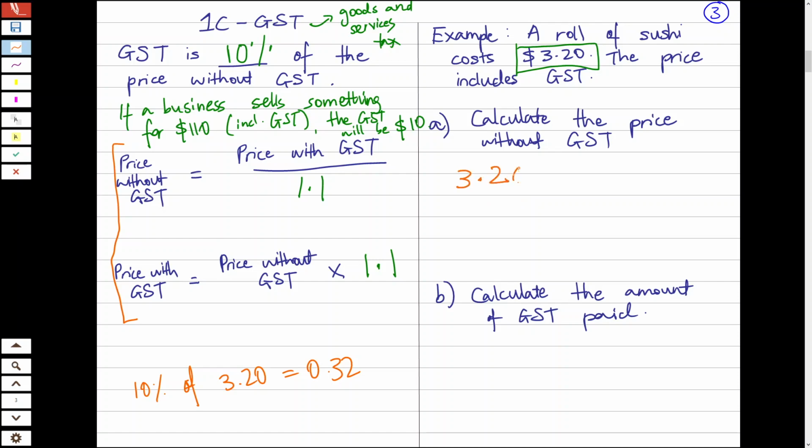So I've got $3.20 and I want to find the price without GST. So what should I do? Should I multiply this number by 1.1 or divide it by 1.1? Sorry, my bad. It seems like we're split. I didn't raise the question.